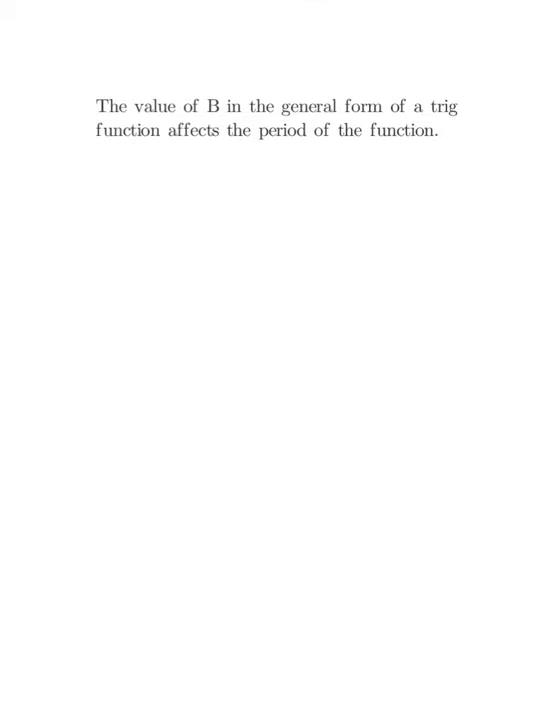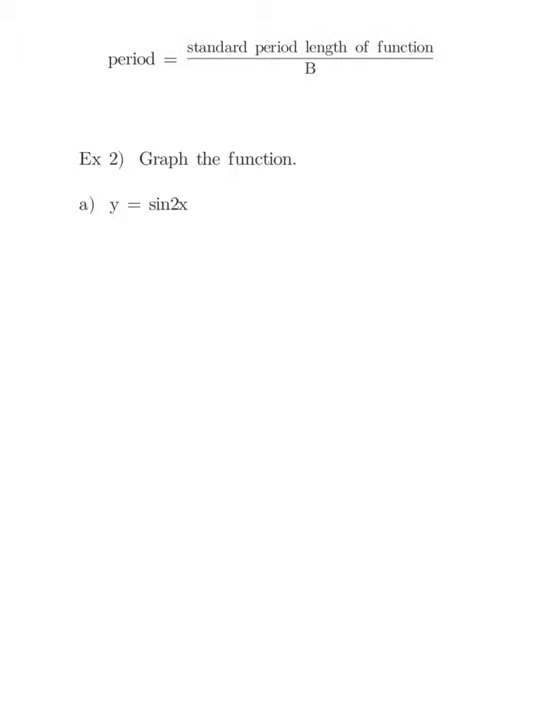The value of b in the general form of a trig function affects the period of the function. To find the new period length when you have a value of b in your trig function, you take the standard period length for that function, which if it's cosine and sine is 2 pi, and divide it by b. Our first example for how we change period length is the function y equals the sine of 2x. What you need to notice here is that the 2, what's right in front of the x, is b.